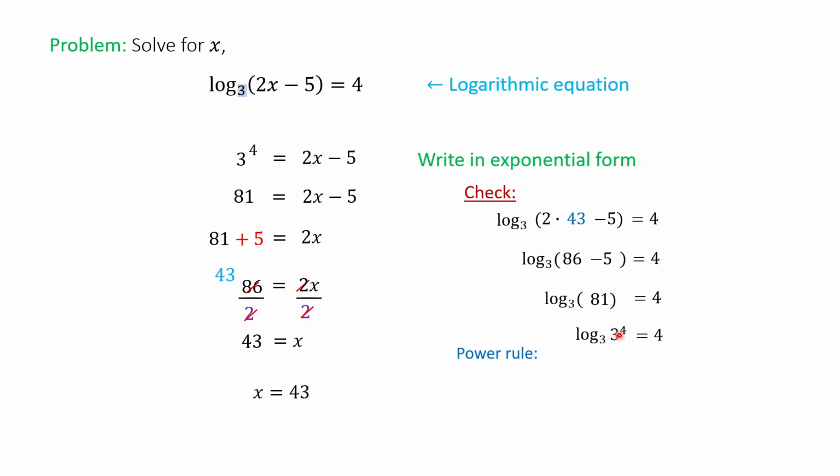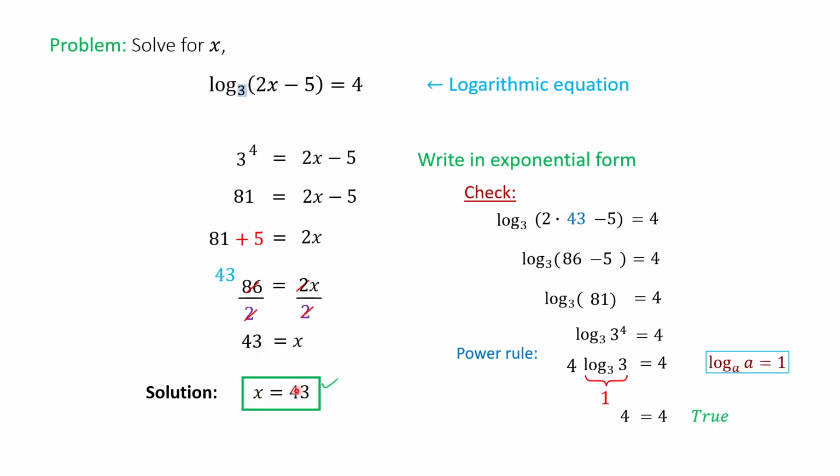Now use the power rule to break this power down. You get 4 log base 3 of 3 is equal to 4. Log base 3 of 3 is 1 because log base a of a is 1. 4 times 1 is 4 is equal to 4. Left hand side is equal to right hand side, so this is true. So x is equal to 43 is the valid solution. So the solution to this equation is this.